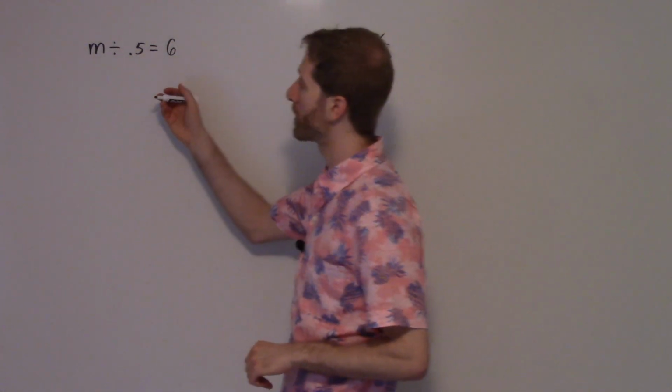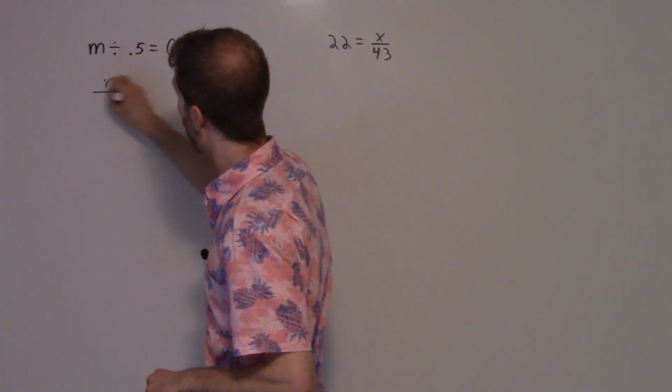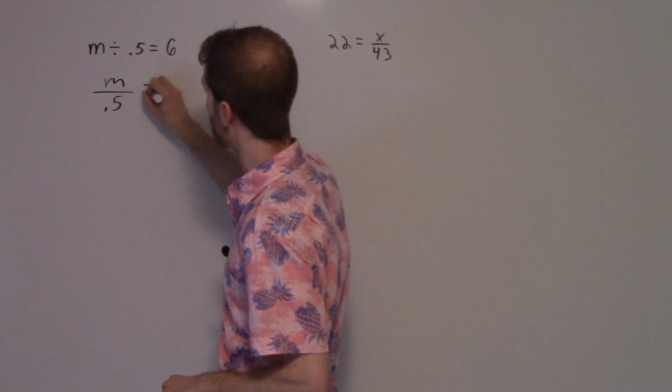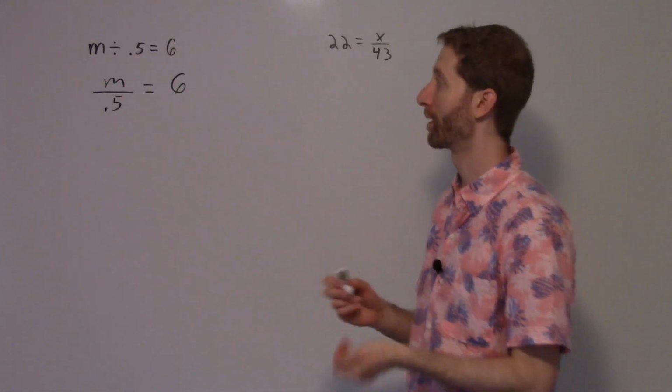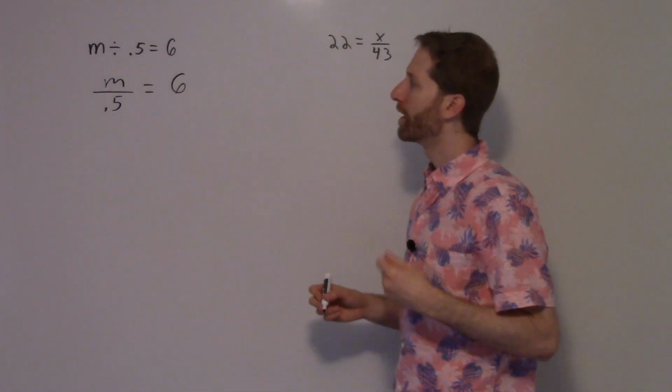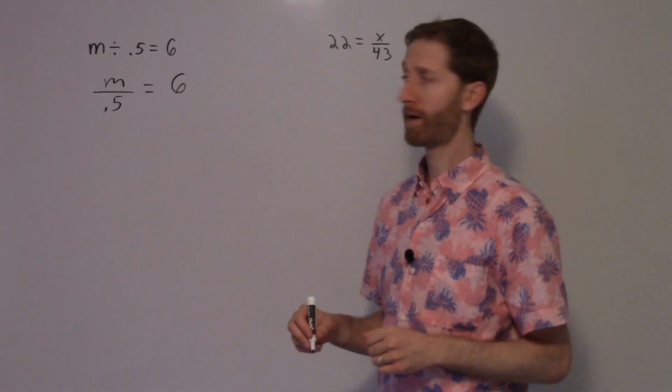So I like to rewrite this as m over 0.5 equals 6. It's just my style. You don't have to do it that way. I enjoy doing it that way. It just makes more sense to my noggin. Okay, m divided by 0.5 equals 6.